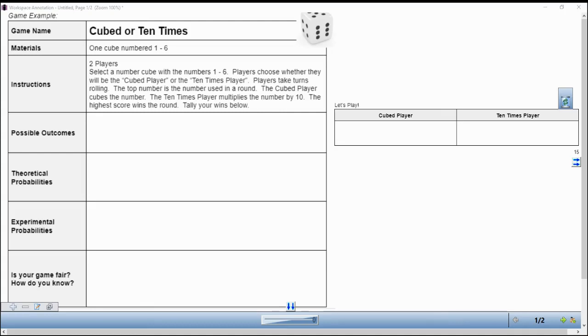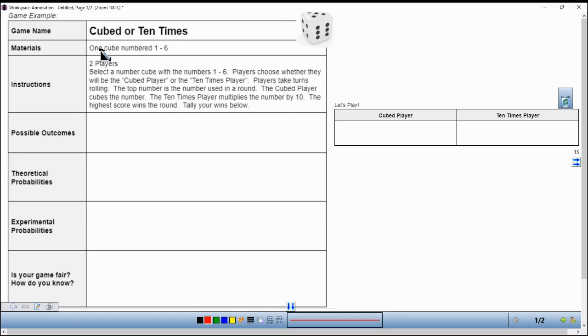Hello, boys and girls. We're going to be continuing on with our probability unit, and we're going to be on page 15 in our probability packet. On page 15, you're going to see this page with a dice, or some call it a number cube, up on the top here. What we're going to do today is look at two different games. One is called cubed or 10 times. We're going to take a look at this game first, and our goal is to determine whether this game is fair or not.